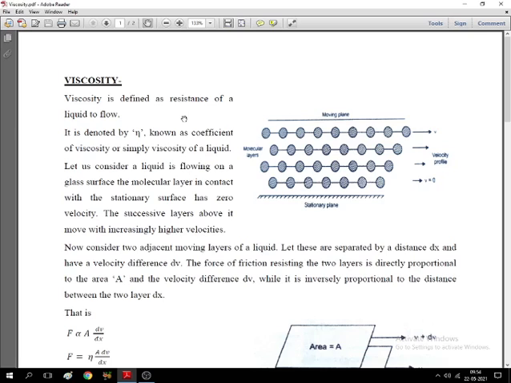Similarly, when we compare glycerin and water, glycerin is more viscous; its viscosity is more as compared to water. This is a physical property of the liquid. It is denoted by eta, known as the coefficient of viscosity or simply viscosity of liquid.